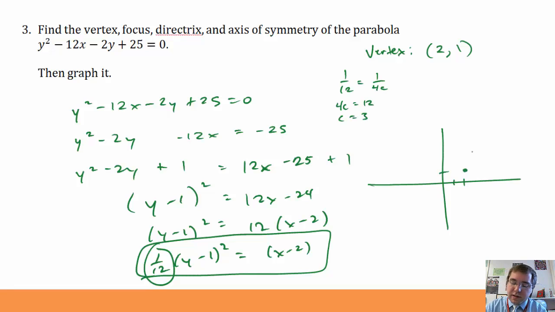That means if I go a distance of 3 to the right of the vertex, I'll get my focus. My vertex was at 2, 1. My focus then must be at 5, 1. If I go a distance of 3 to the left of the vertex, I should land on the directrix. That would be that point there, which is at negative 1, 1. So the directrix is the vertical line that goes through that.